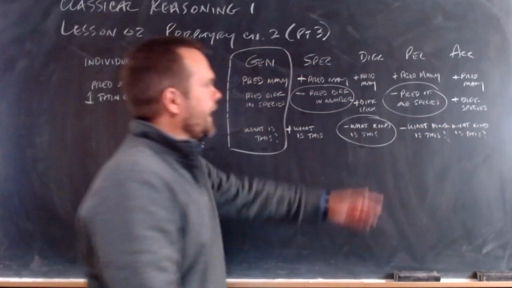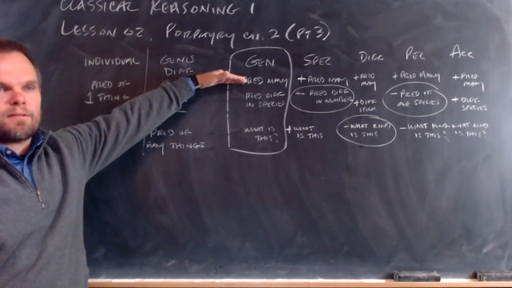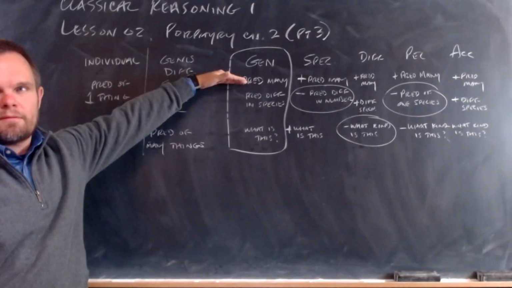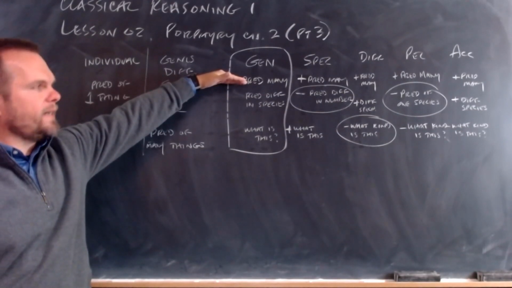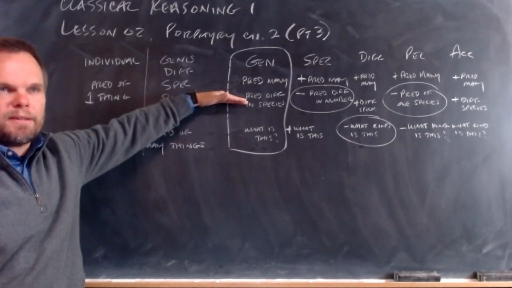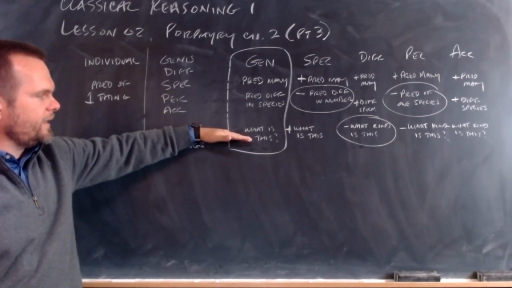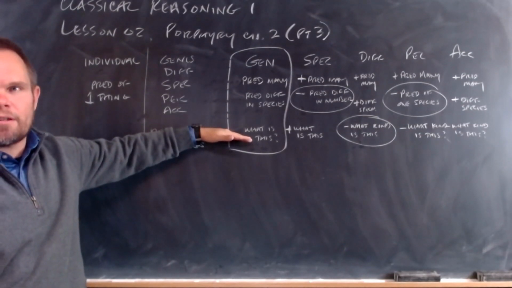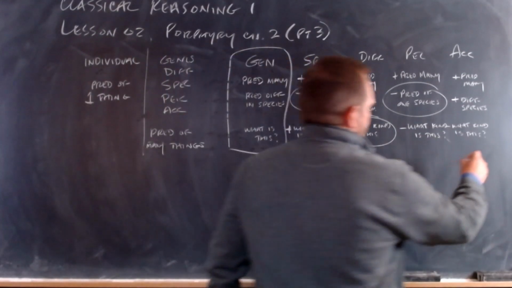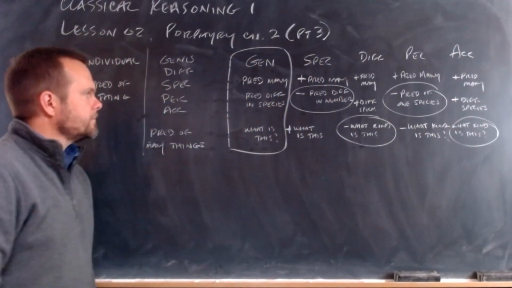Okay, and lastly, accident. Is an accident predicated of many things? Just stick with me, we're almost done. Yes. Is an accident predicated of things differing in species? Yes. Is an accident predicated in answer to the question, what is this? No. That's the distinction. Okay?